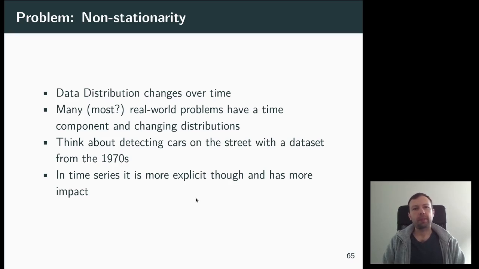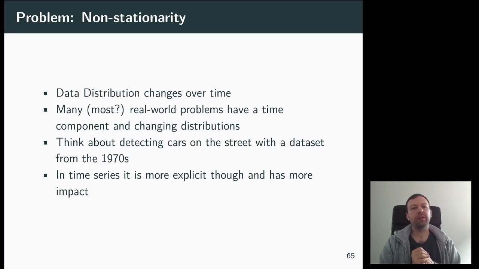However, there is a problem, which is non-stationarity. So non-stationarity means that the data distribution changes over time. And if you think about it, actually many or even most of the real-world problems have a time component, and they do have changing distributions. What do I mean by that?